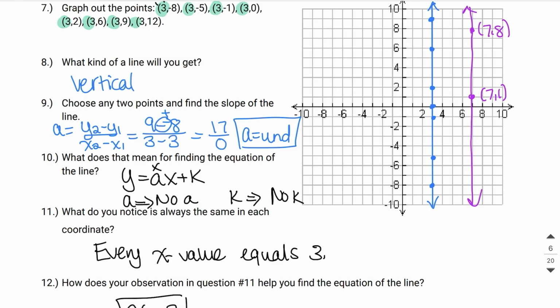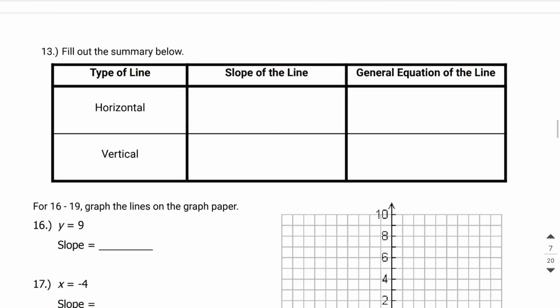right here. That means that the equation of this line, they both have the same exact x value. So it doesn't matter what y is. So we don't even need to put it in our equation. Y could be anything. X would always equal 7.